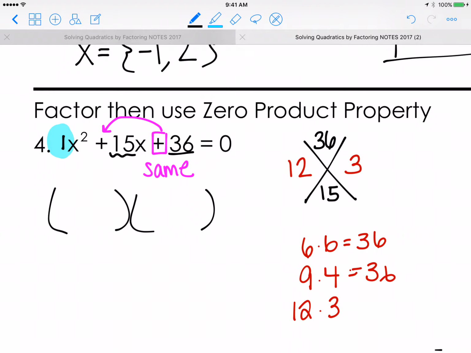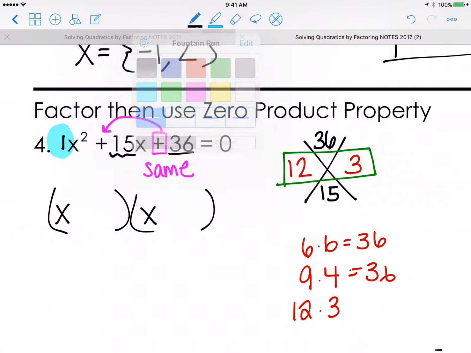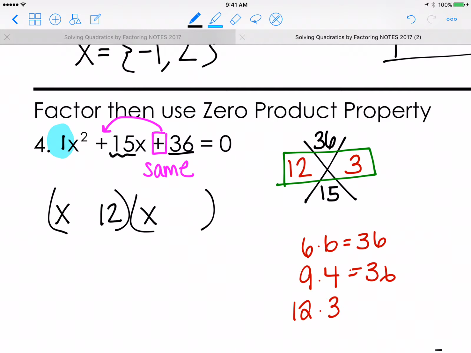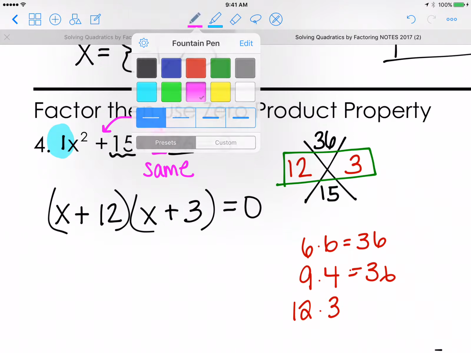So we have our binomial times our binomial. We have x and x, because x times x has to get us x squared if we FOIL that out. And here are your factors right here. These two numbers are what's going to go in our parentheses. Does it matter right now which one goes first? No, it doesn't. So we have 12 and 3, and we said they have to be the same sign, and they're both going to be positive, so it's going to be a plus and a plus, and set it equal to 0. Now we're going to do our zero product property that we've done before.